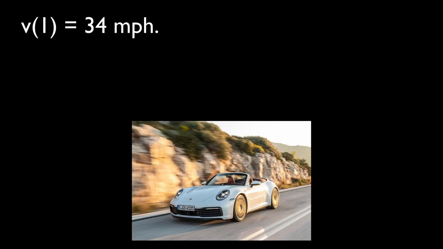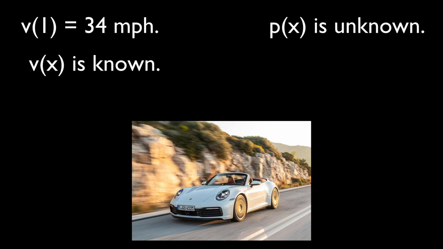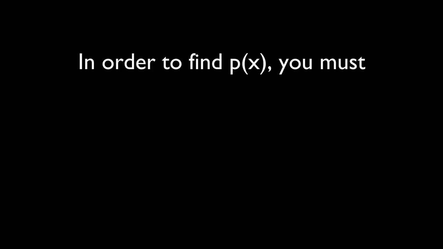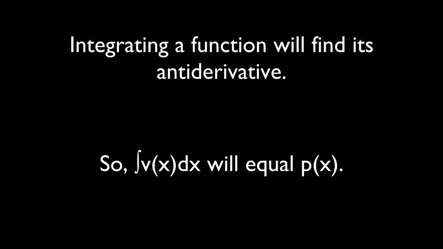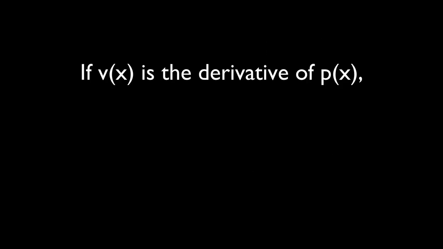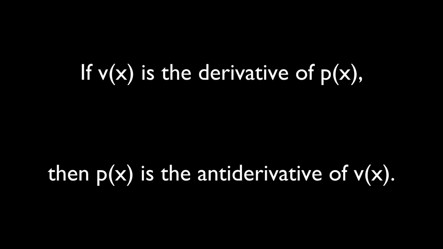Let's return to the hypothetical situation from earlier. Suppose you knew that the car's speed was 34 miles per hour, as well as the velocity function of the car, but you did not know what the position function was, and you wanted to know the car's position at 2 p.m. In order to find the position function, you must use a process called integration on the velocity function. Integrating the velocity function will find its antiderivative, which will be the position function. If the velocity function is the derivative of the position function, then this also means that the position function is the antiderivative of the velocity function.